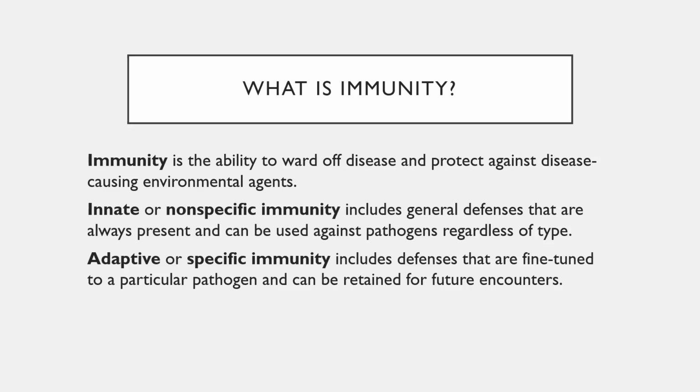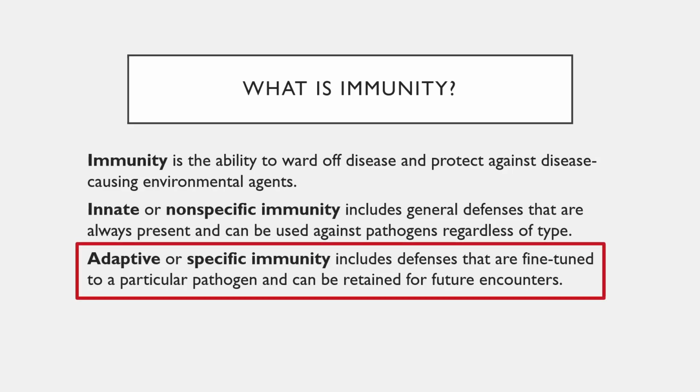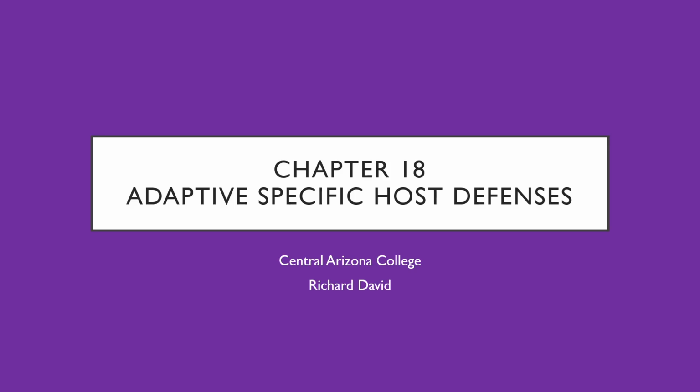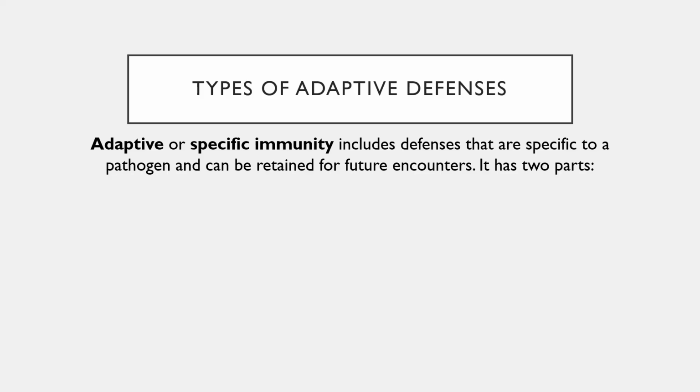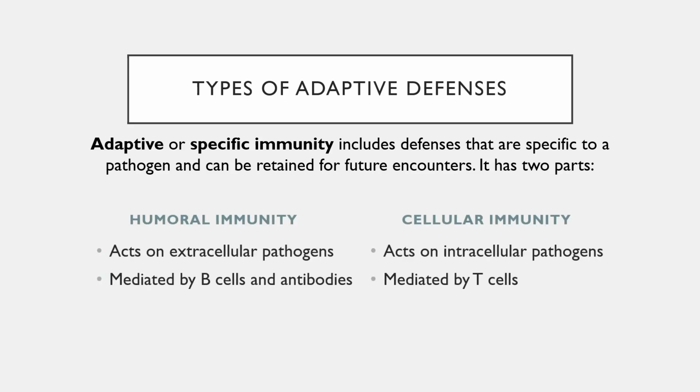So that completes our discussion of the innate nonspecific immune system, chapter 17. And now we're going to move on to talking about the adaptive or specific immune system, which I will remind you includes the defenses that are specified to a pathogen and includes the defenses that have an immunological memory. There are 2 components of the adaptive immune system. There's the humoral immunity and the cellular immunity. These 2 components have different mechanisms and they target different types of pathogens.